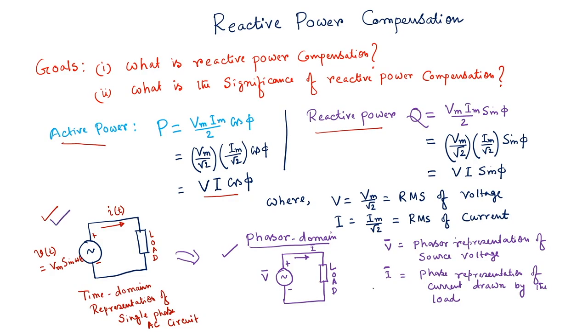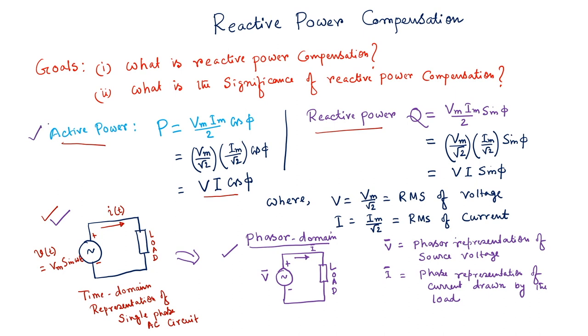Okay. Now, in order to relate this phasor domain representation with this time domain representation, we will draw a phasor diagram, and we will also see whether this phasor domain representation actually represents the expression of active and reactive power that we derived in the last lecture. Okay. So, suppose we consider V, that is the source voltage, it will have some RMS value of magnitude, and it will have some phase which is represented by 0.